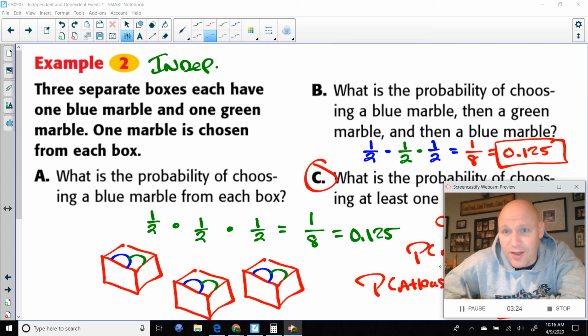Okay, we'll move on to the next example. We're going to do some probabilities now, favorable over total, looking at some dependent events, I believe. So let's get to it.